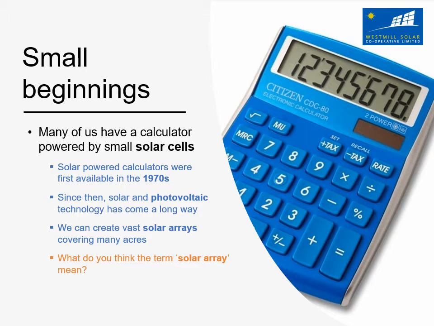We've talked about photovoltaic technology going right back to the 1950s. And actually, solar-powered calculators were first available in the 70s. I had one when I was at school in the 1980s. The technology has come a long way since then, but still, many relatively low-cost, smaller products incorporate solar technology. You might be familiar with things like calculators that we've spoken about, or even solar chargers, garden lighting, fairy lights, radios. Nowadays, though, we can also create vast solar arrays that cover many acres.